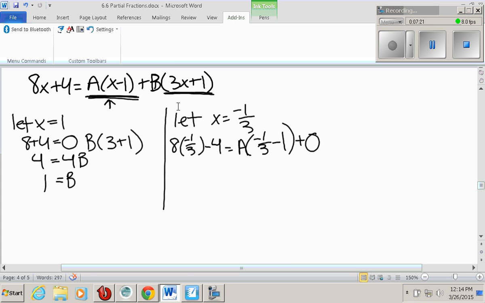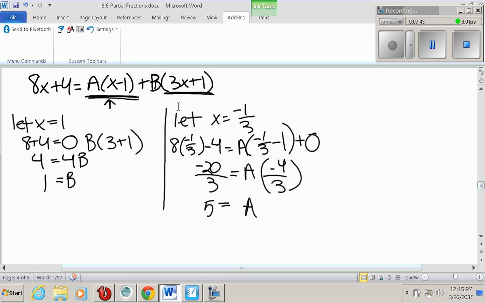On the left, you could just put it into your calculator, leaves you with negative 20 over 3 equals negative 4 over 3. And we get a equals 5. So we have b equals 1, a equals 5.